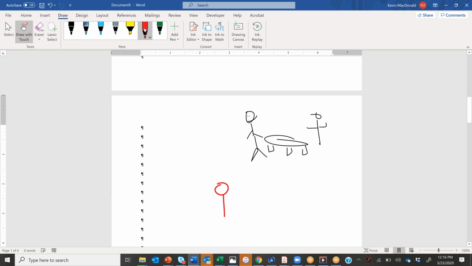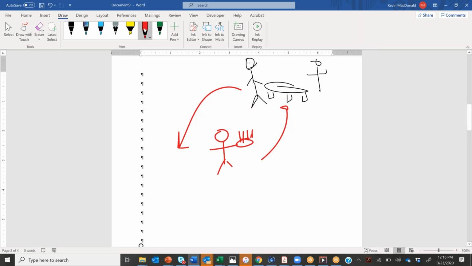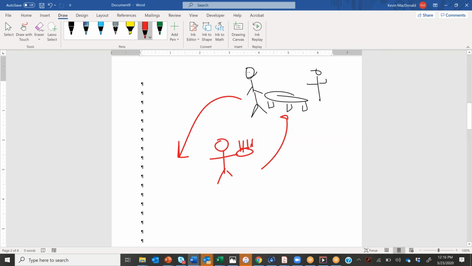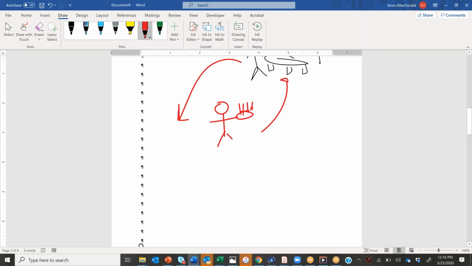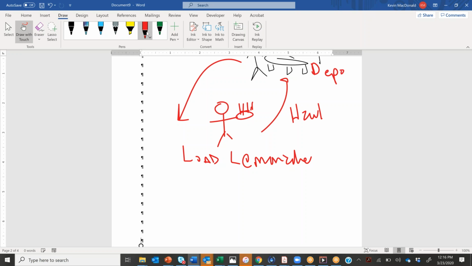We also had bar service, and they had a cycle. Their cycle is they go to the bar, they load lemonade, they haul the lemonade across the bar, they deposit it on your table, and then they return.